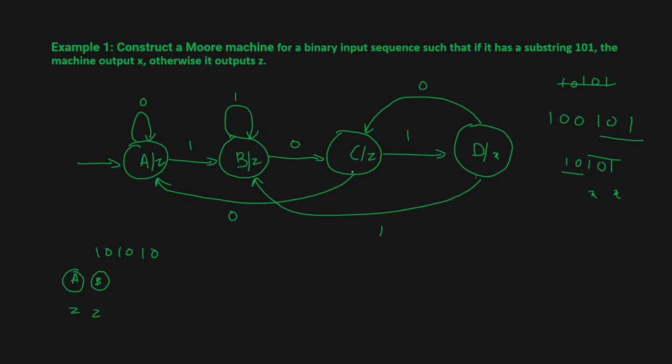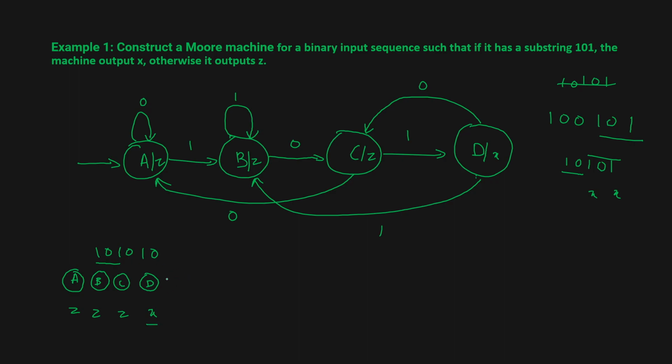Then you get 0, you go to state C. State C, output is Z. Then you get input 1, you go to state D. Okay, and in state D the output is X. So once you encounter 1 0 1, you have got your output X.